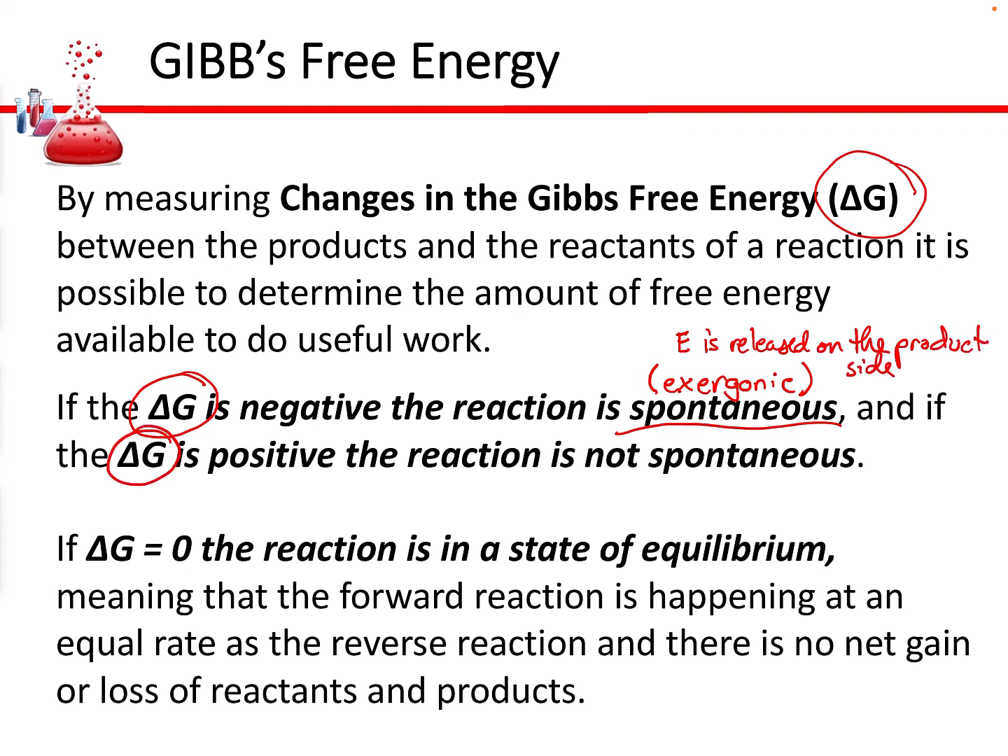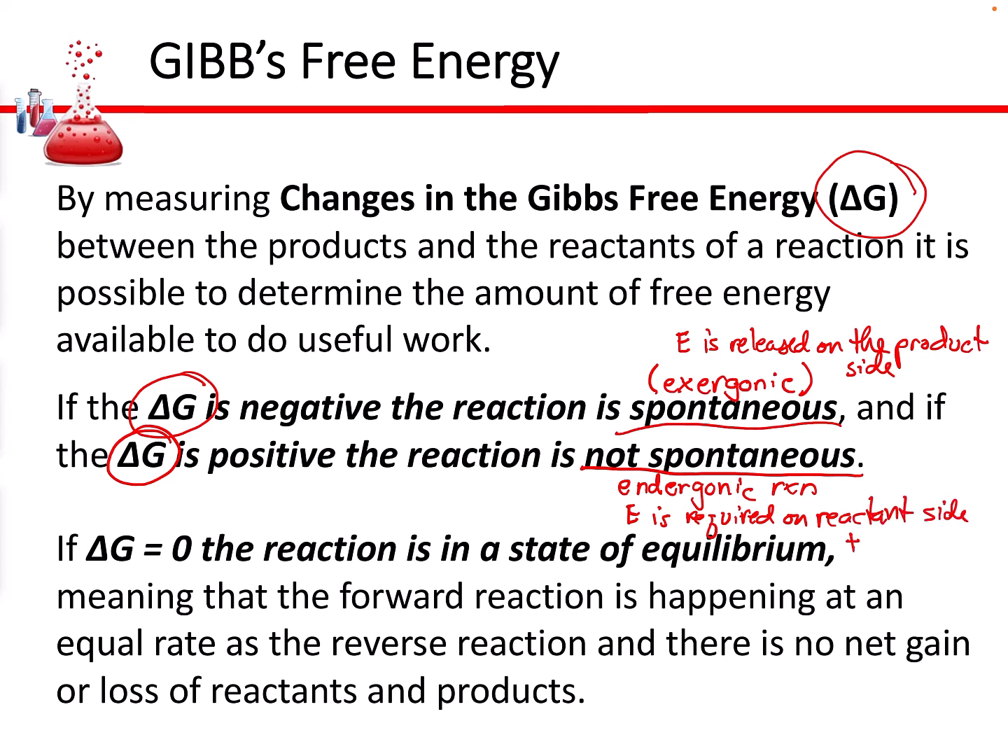If our reaction is positive and the delta G is positive, the reaction is not spontaneous. This is the endergonic reaction, and this requires an input of energy into the reactant side of the equation. So energy is required, not spontaneous, endergonic reaction.